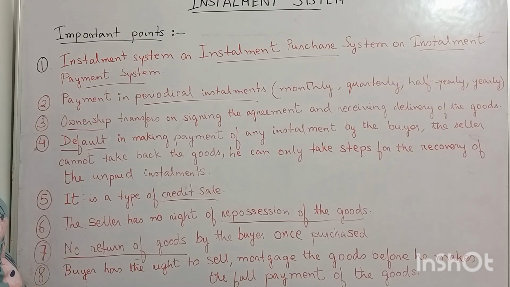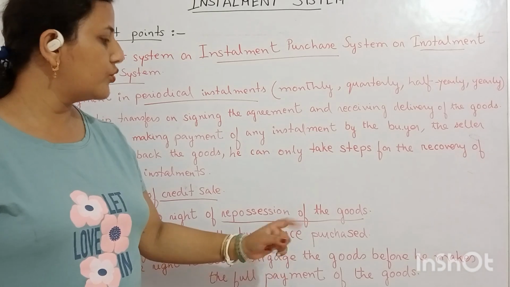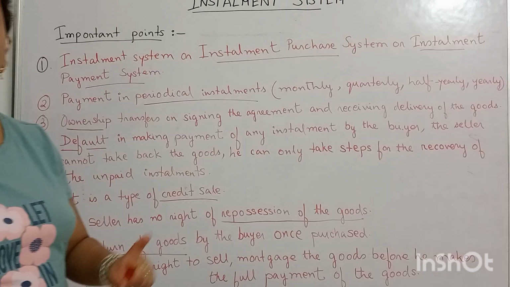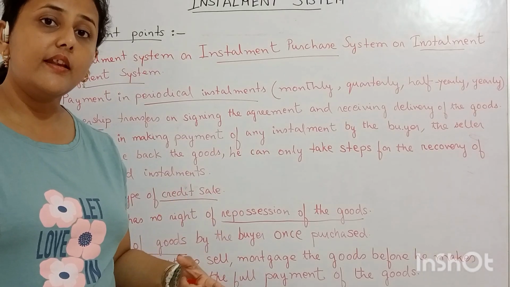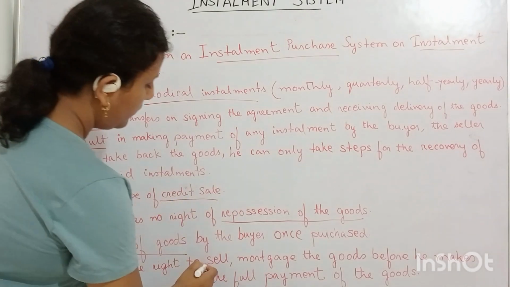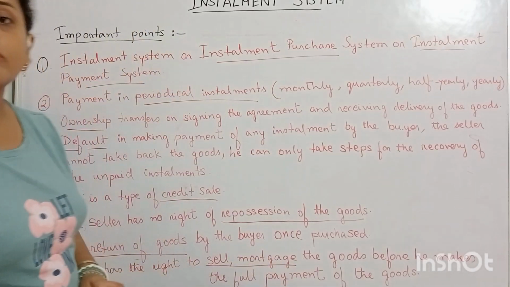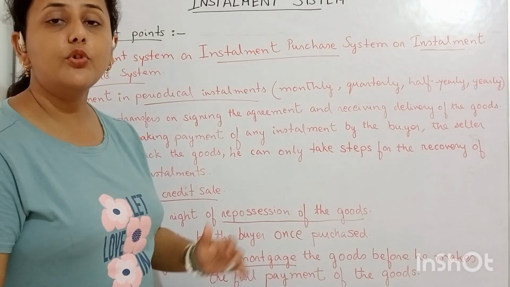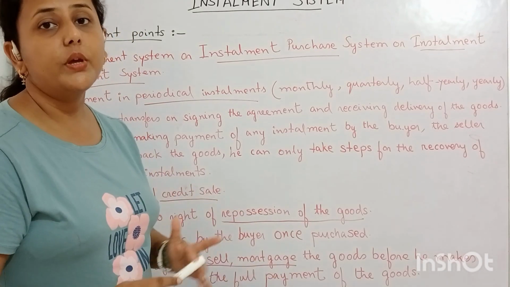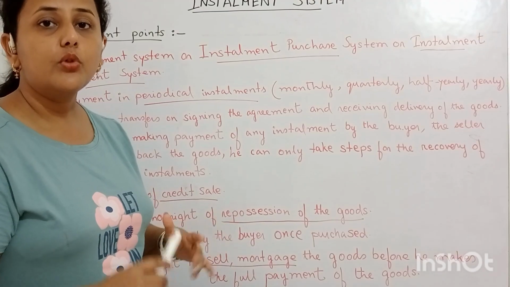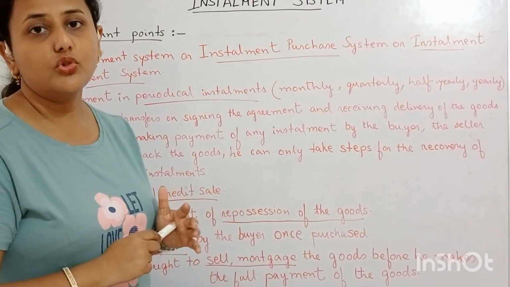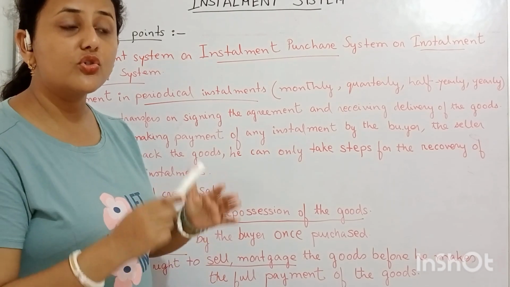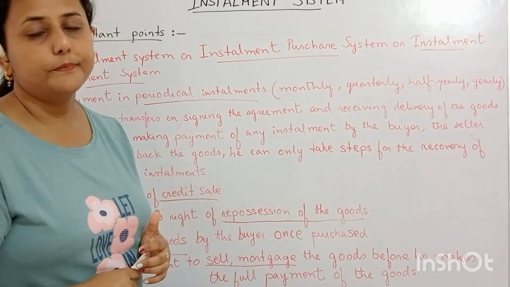Then you see, the buyer has the right to sell or mortgage the goods before he makes the full payment of the goods. Since ownership remains with the buyer, he can sell or mortgage the goods. He has that right. Before the buyer makes full payment of the goods, clears all his unpaid installments, he can sell or mortgage the goods, because ownership remains with the buyer.